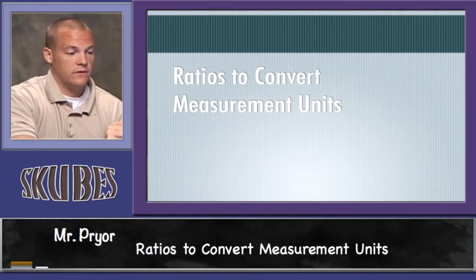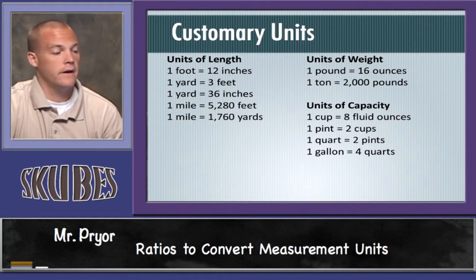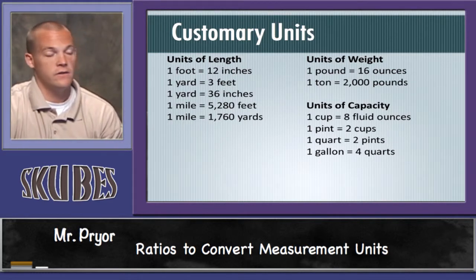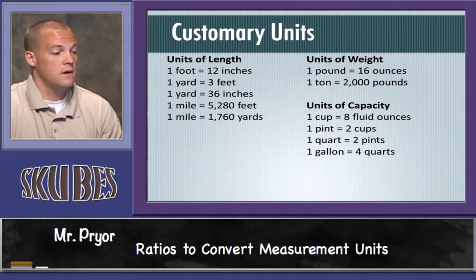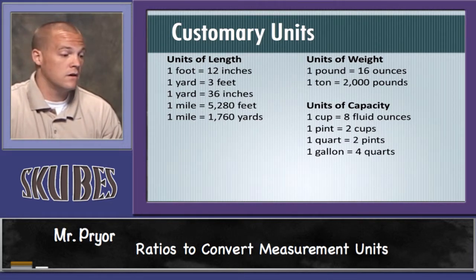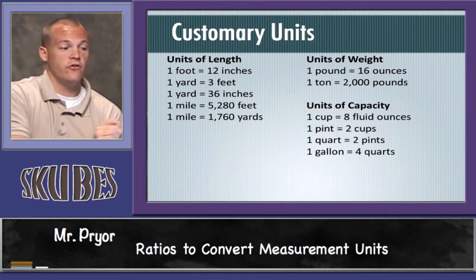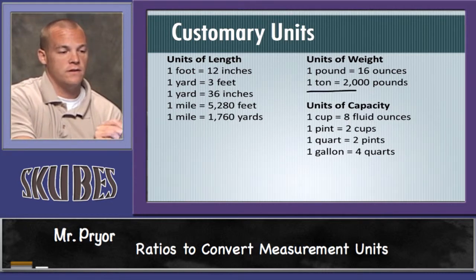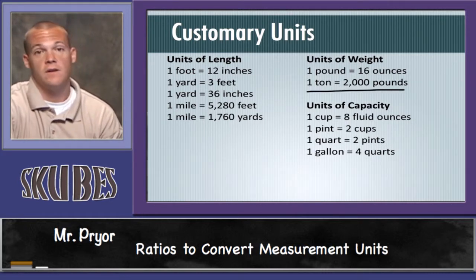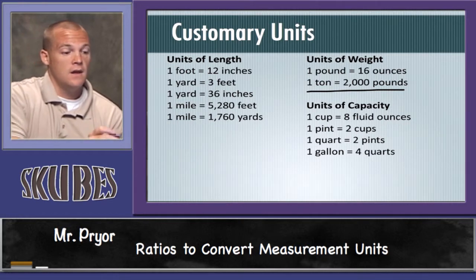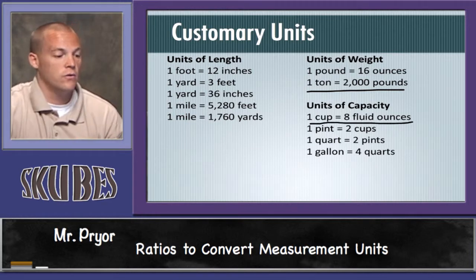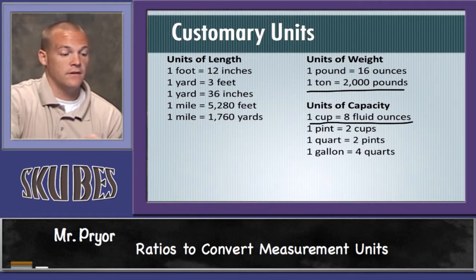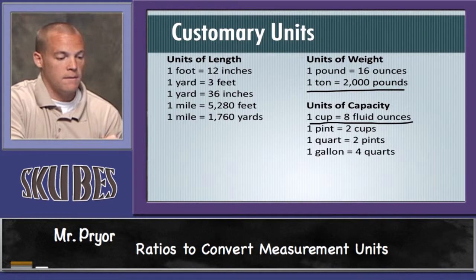So the first thing we're going to do is just look at what units are out there. These are your customary units. They're known as customary units because they're the ones that you're probably the most familiar with. Feet, inches, yards, miles, and of course those are your units of length. You also have your units of weight over here, which are things like pounds, ounces, tons. Then lastly, you have your capacity, which are your cups, pints, quarts, and gallons. We're going to be using this to revert back to as we work through some problems.